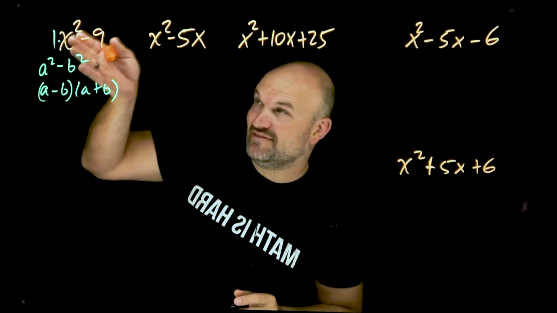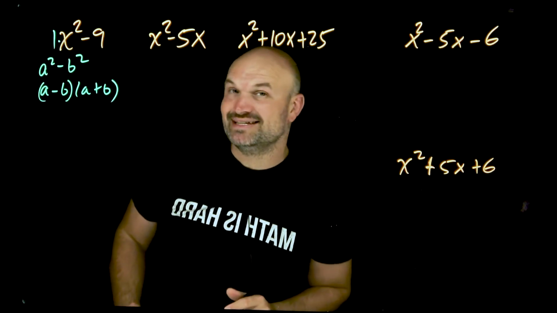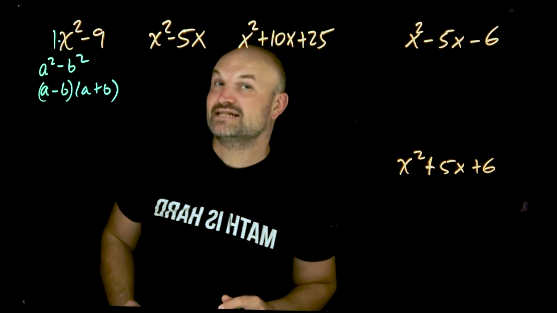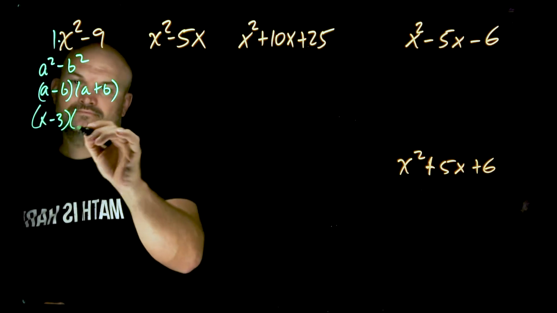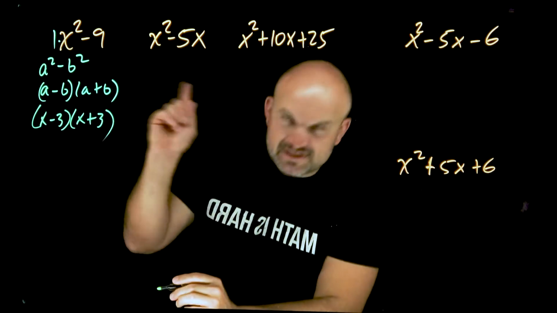So in this example, if I have x squared minus 9, I can rewrite this as an x minus 3 times an x plus 3. So always look to that one first.